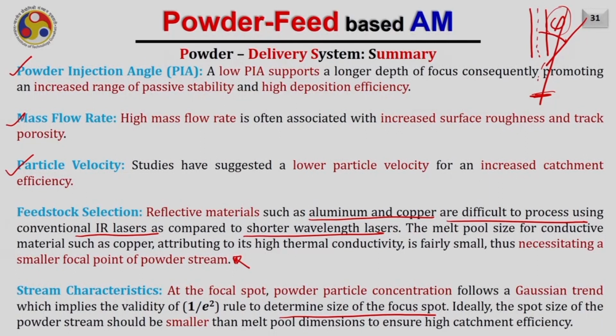Ideally, the spot size of the powder stream should be smaller than the melt pool's dimension to ensure high catchment efficiency. But we know that if we reduce the powder spot diameter to less than the laser spot diameter, the process may not remain omnidirectional and we may not be able to move in any direction.